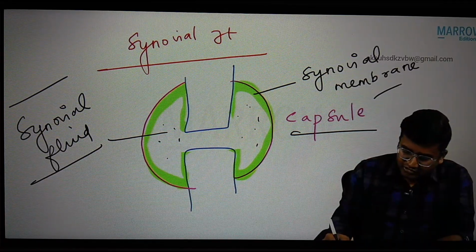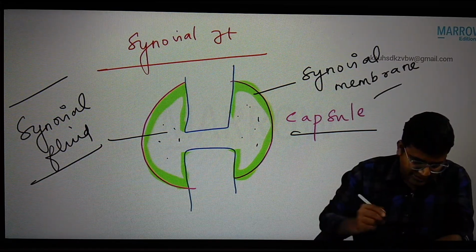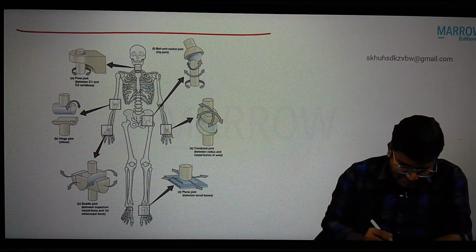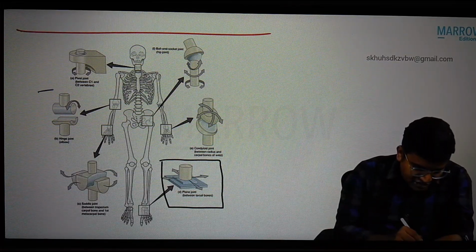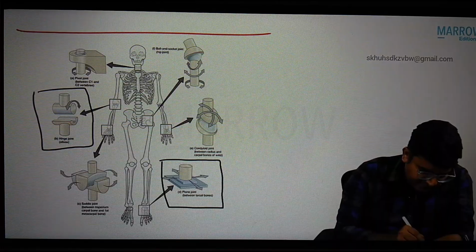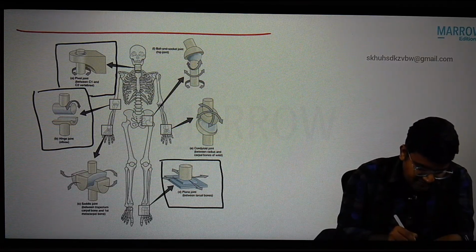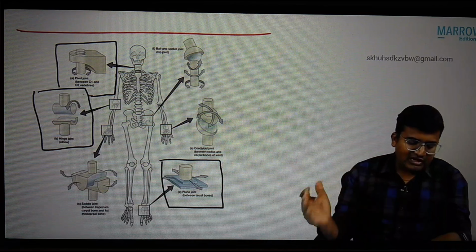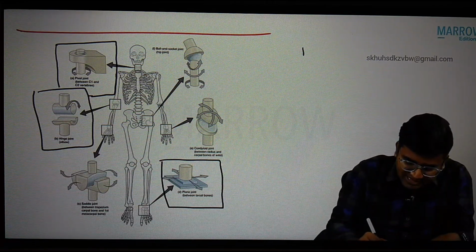Clear? Now we're going to see the various subdivisions of the synovial joint. Number 1, the plain type of synovial joint. And then the hinge type of synovial joint. And then the pivot type of synovial joint. First we discuss these. So please write by the side.